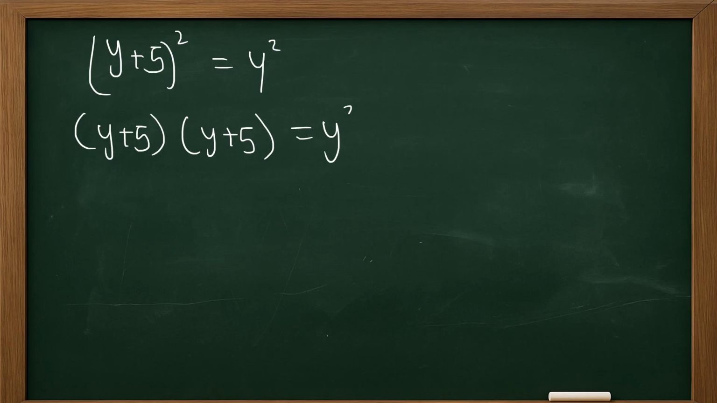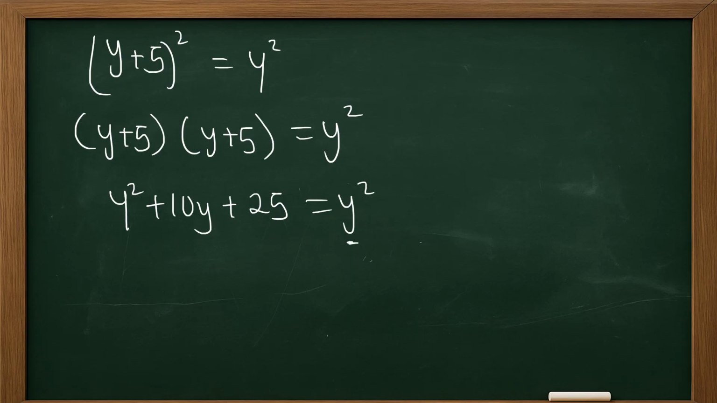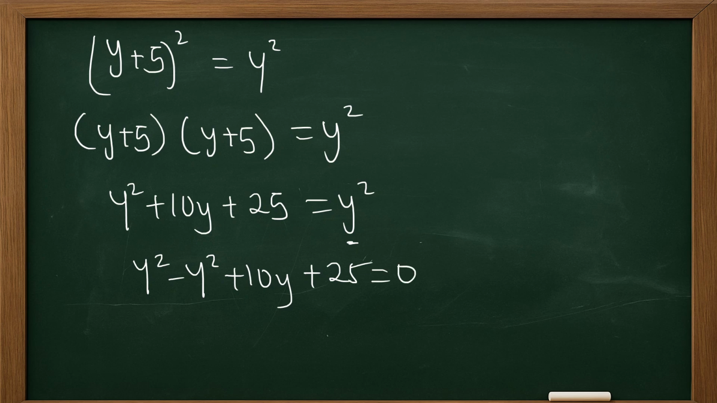Now, distributing this here, we have y squared plus 10y plus 25 equals y squared. Now, moving this to the other side, here we have y squared minus y squared plus 10y plus 25 equals 0. So y squared minus y squared cancel out. So here we have 10y plus 25 equals 0.